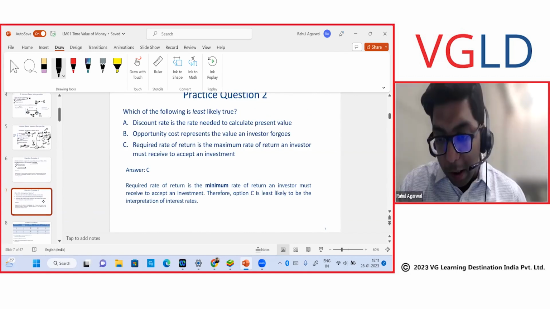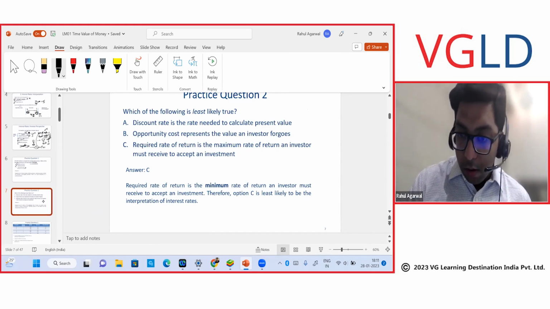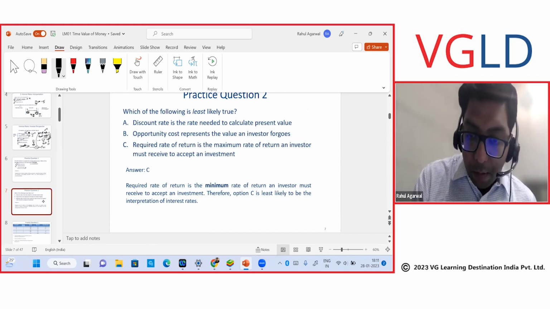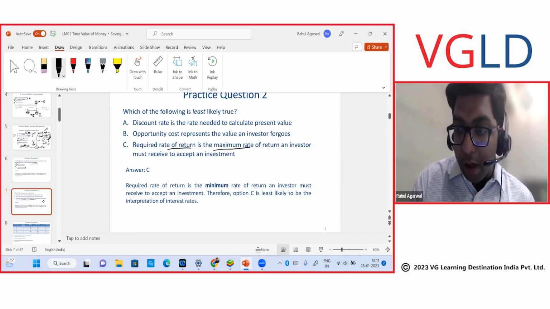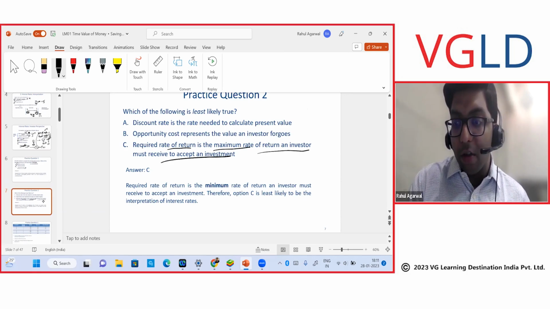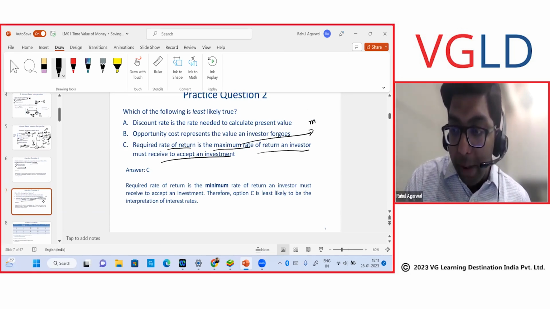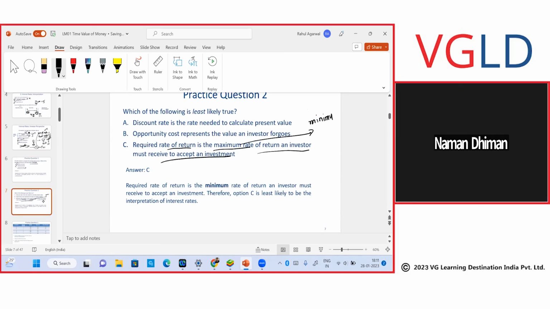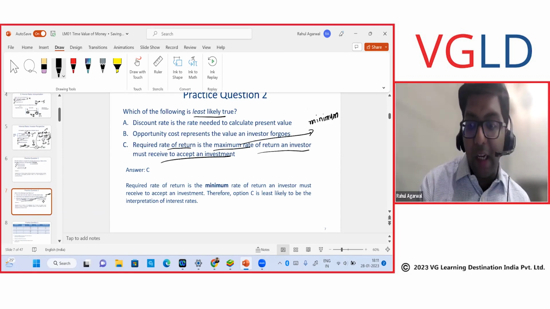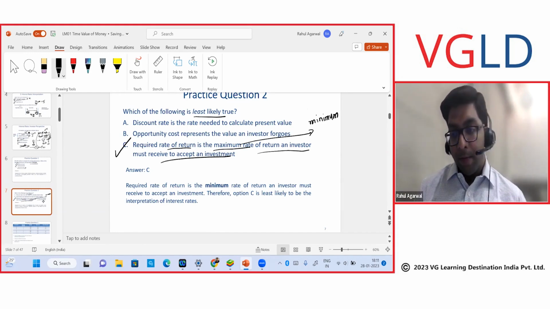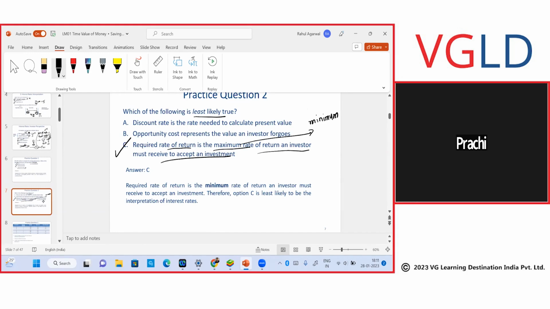Again, this is another simple question. Which of the following is least likely true? So what is written in point number 3? Required rate of return is the maximum rate of return an investor must receive. It's not maximum. It is the minimum. Yes. So they asked least likely true, so option C is the answer. Am I clear, everyone? Yes, sir.